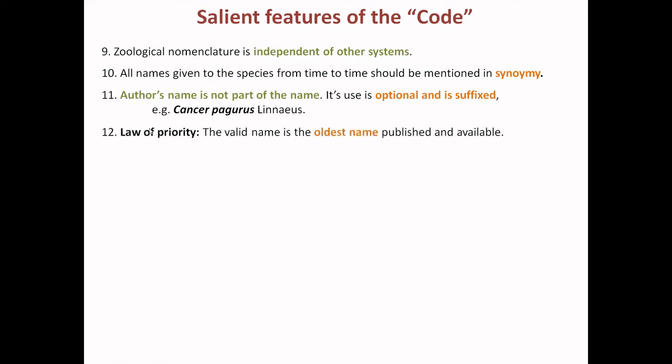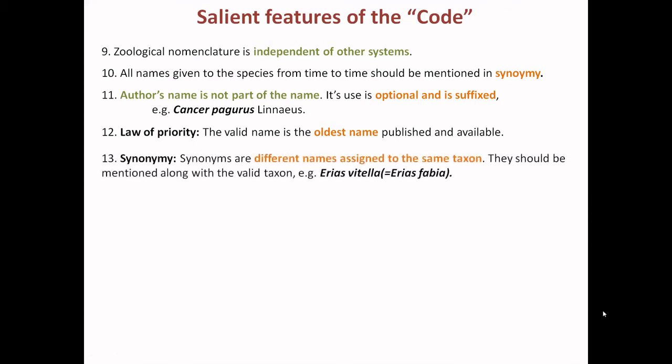Then there should be the law of priority, meaning we should prioritize. The valid name is the oldest name published and available. So if there are several names, the valid name should be chosen as the oldest name available, or published, depending on which one is earlier.